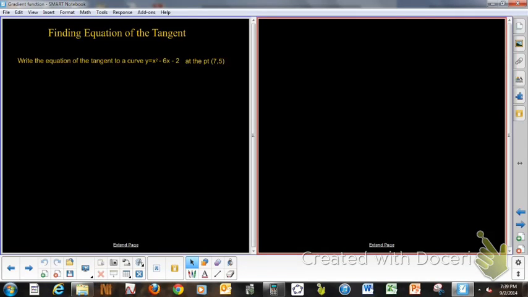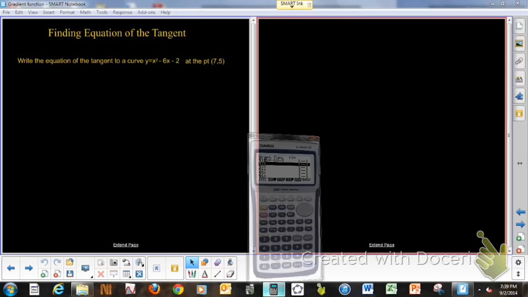Okay, now this problem is a little bit different. It's actually quite easy to do because your calculator can do pretty much it all for you. Unfortunately, on a calculus test you have to show your work. So you are trying to find the equation of the tangent at a particular point. In this situation it says write the equation of the tangent to the curve y is equal to x squared minus 6x minus 2 at the point 7 and 5.